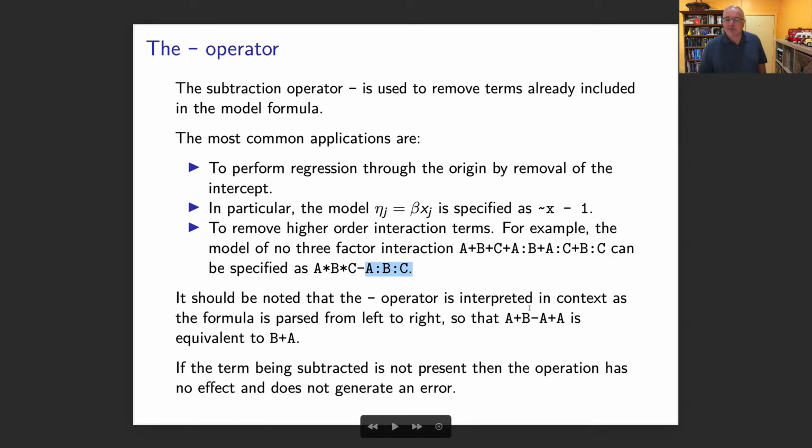It's also clever. It will look at things. So if I go A plus B minus A plus A, it sort of goes, well, you've taken off A and added A. Yeah, it's just plus A. So it tries to be clever. So if in doubt, look at the model matrix and make sure it's doing what you want.